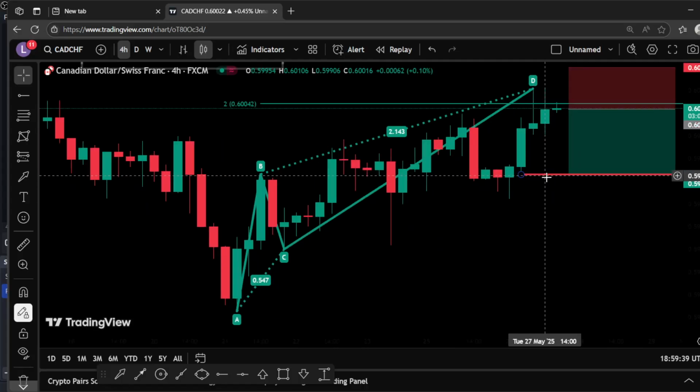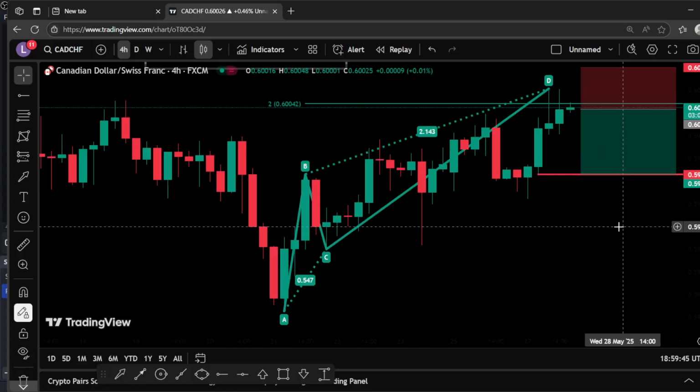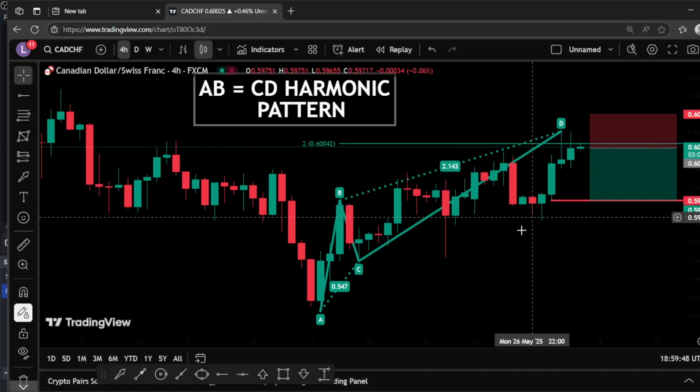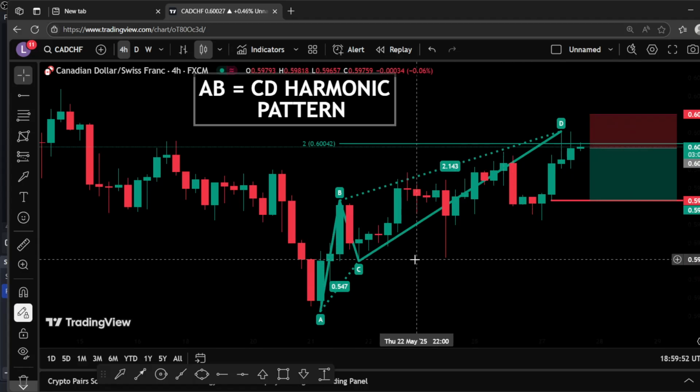Okay, so I'm scalping. So this is just shy of 2 to 1. All right, so yeah, this is the trade. So this is how you trade the AB equals to CD leg.